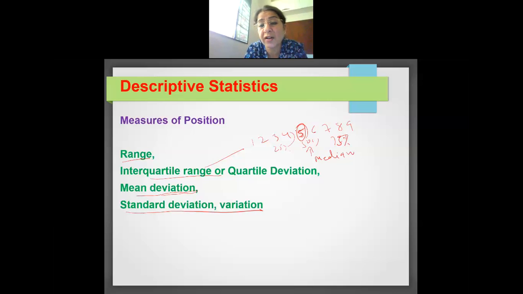This is first quarter, this is second quarter. Again, this will divide it into 2 quarters, this and this and this again. So interquartile range also helps you to find out what is the dispersion of your data.